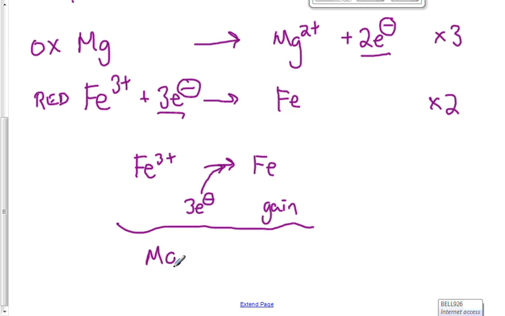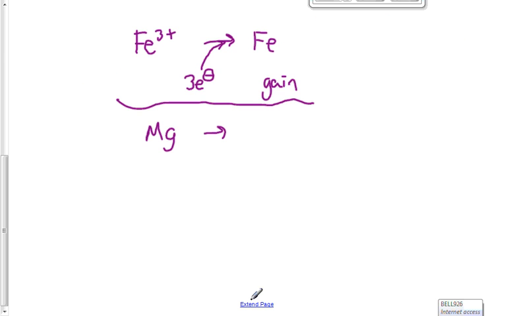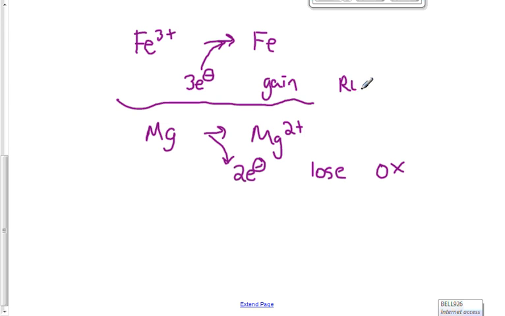Magnesium, what do we got there? Magnesium 2 plus. Electrons are over on this side. So those electrons are getting dumped off or being lost by magnesium. As a result, loss of electrons is oxidation, gain of electrons is reduction.